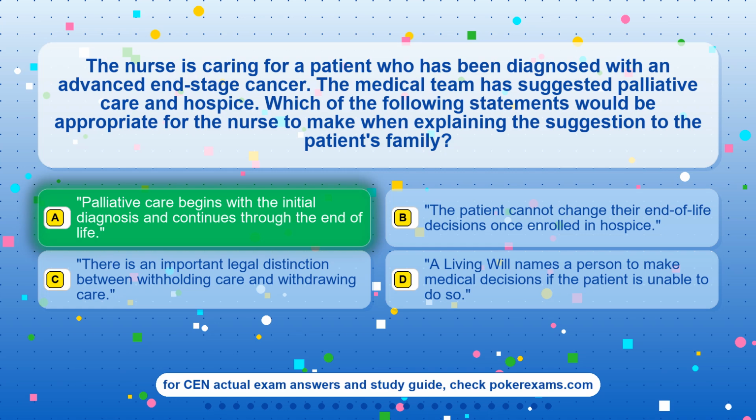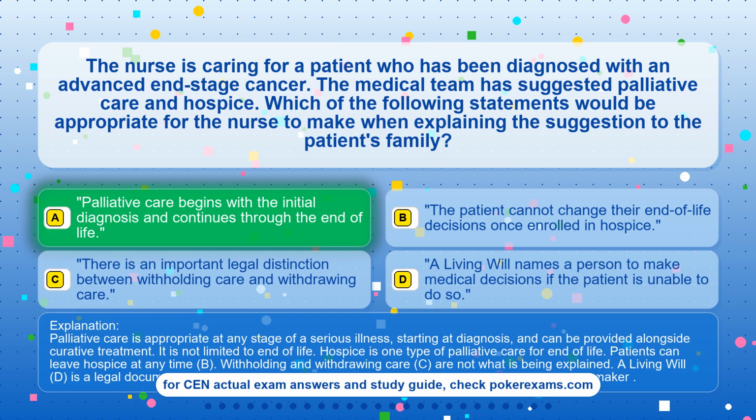The correct answer is option A. Palliative care begins with the initial diagnosis and continues through the end of life. Palliative care is appropriate at any stage of a serious illness, starting at diagnosis, and can be provided alongside curative treatment. It is not limited to end of life. Hospice is one type of palliative care for end of life. Patients can leave hospice at any time. B. Withholding and withdrawing care, C, are not what is being explained. A living will, D, is a legal document specifying treatment wishes, while a healthcare proxy names a decision-maker.